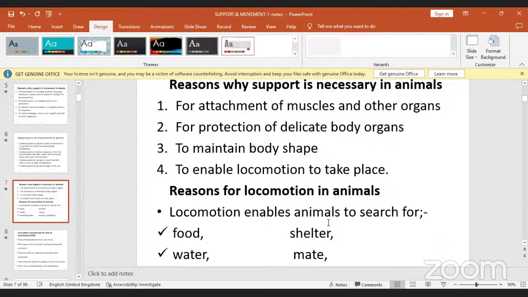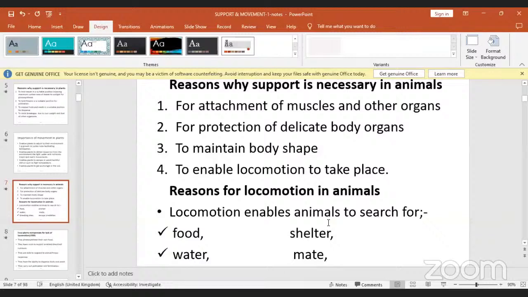So another reason why we have support structure as animals is to enhance locomotion, to enable locomotion to take place. And we say that locomotion is the total displacement of an organism as it changes position from one place to another. And that takes place in most animals.